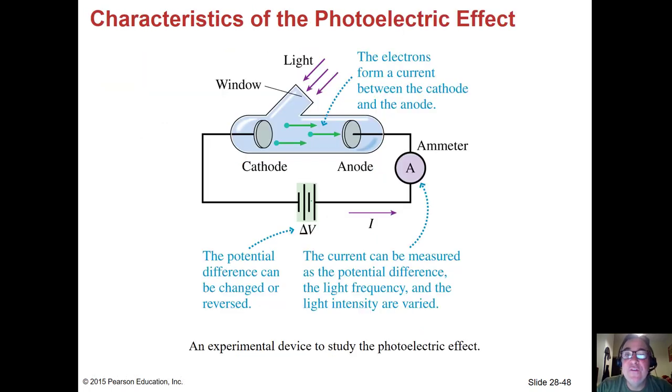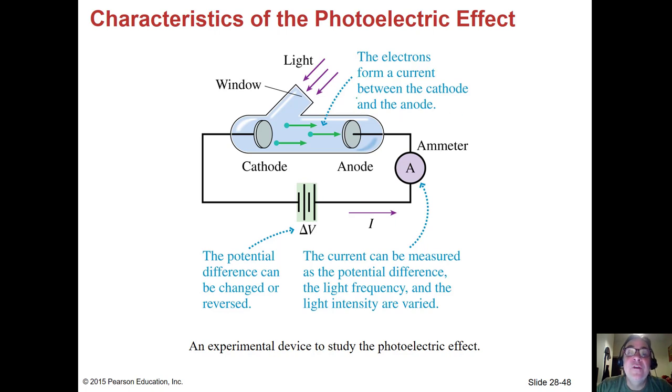So here's what an actual experimental device might look like to actually look at this photoelectric effect, more so than just the electroscope. So here's a cathode, and here's an anode. And it's called a cathode because it's negatively charged. You can see this side is hooked up to the negative side of a battery. This side here is hooked up to the positive side of a battery.